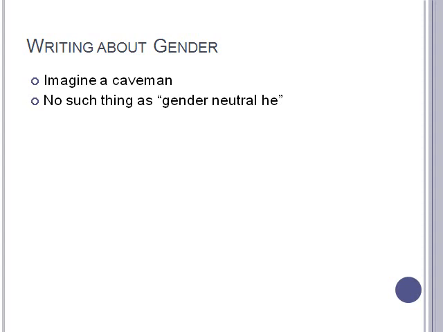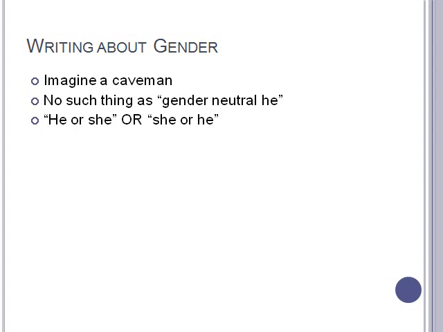Recognize that beyond the he, also those words like fireman, policeman, mailman. Instead, use gender-neutral terms. So firefighter, police officer, mail carrier. And again, it's not overly burdensome to do that. It just takes paying attention to what you're saying.